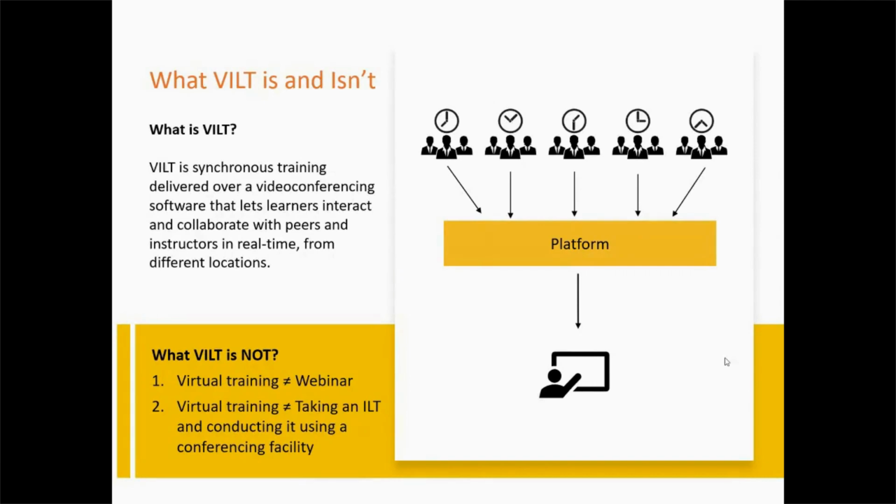So basically, VILT or virtual instructor-led training, for those who are very new to this, is synchronous training. It is a synchronous event training, which is held through a video conferencing software, and it lets learners interact and collaborate with each other and with the instructor. Now, if you remember in webinars, typically the interaction, although it is there, it is typically between the facilitator and the participants. Now, in a full-fledged VILT, there is many-to-many interaction. So learners collaborate among themselves and with the instructor as well.